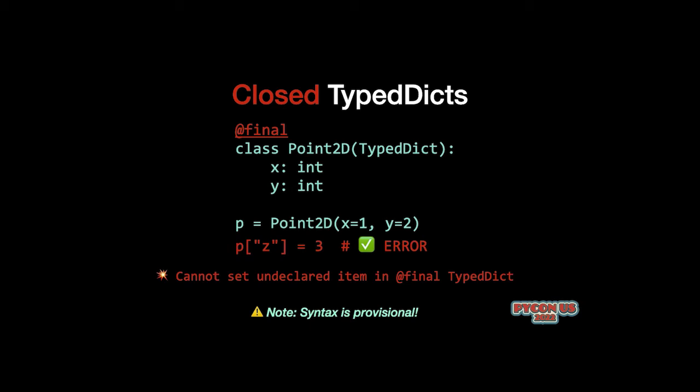So an idea is there might be some way to declare a TypedDict as being closed. Here, just a provisional syntax idea is maybe use the final keyword or the decorator on a TypedDict definition, which would then mark it as being closed. So I thought this was an interesting idea.